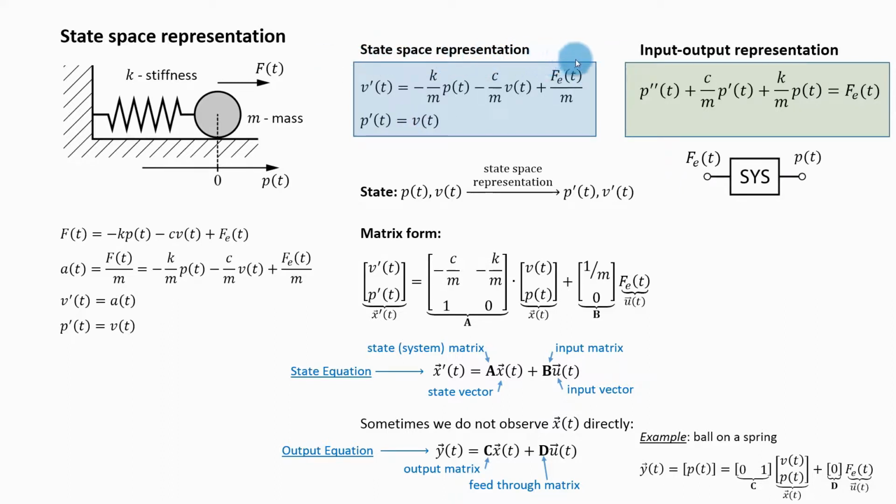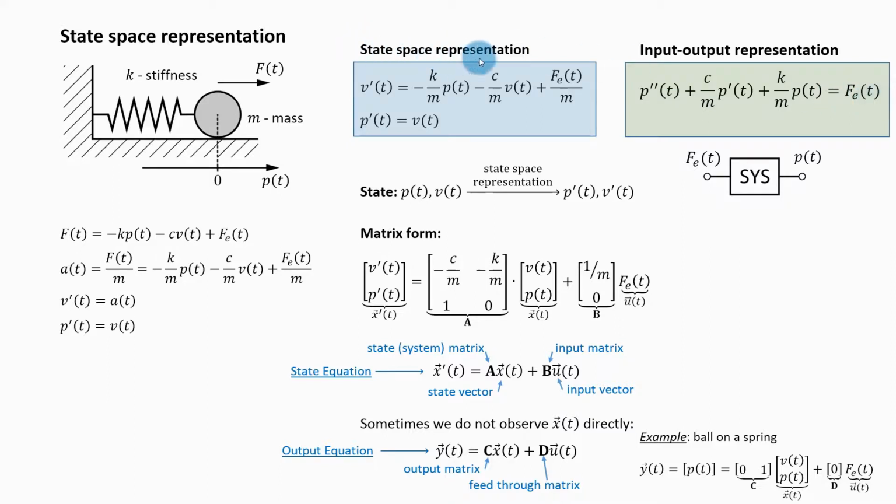What is the difference and why do we use this terminology? The input-output representation is a single, typically higher-order differential equation that shows the relationship between the output and the input of the system. For example, in the case of this ball on a spring, we can consider the external force to be the input of the system and the position of the ball to be the output of the system. And this input-output representation would tell us how they are related.